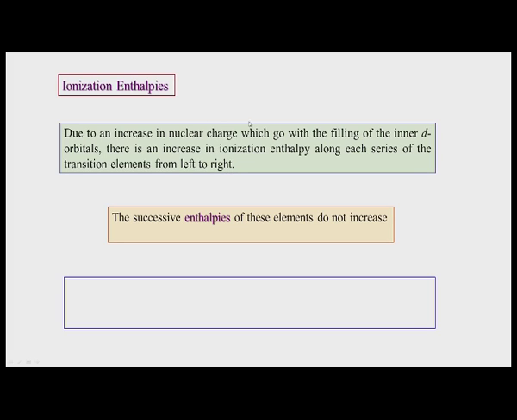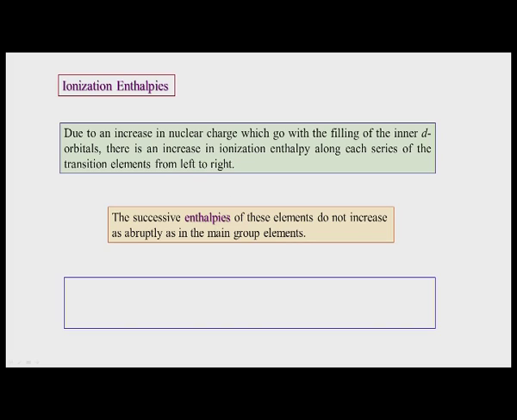And the important thing is why these values should change: because the nuclear charge is increasing and their attraction on those electrons by those positively charged nuclear charges will be higher. So, it would be difficult to knock out the electron from those d orbitals. So, what we see is that the successive enthalpies, means successive enthalpies for each and every element.